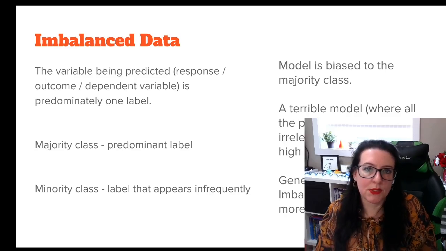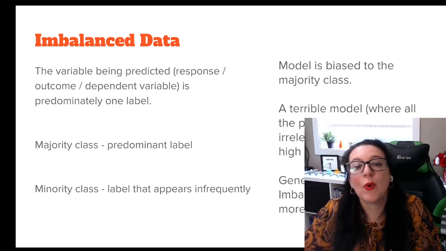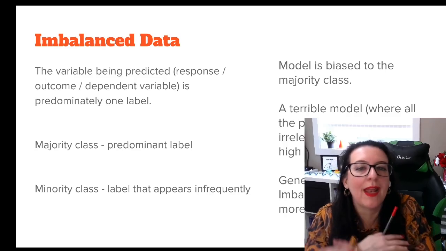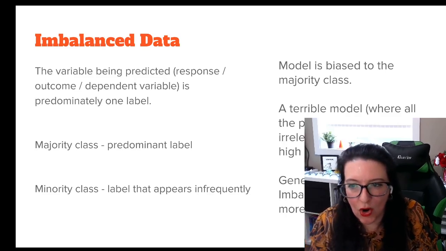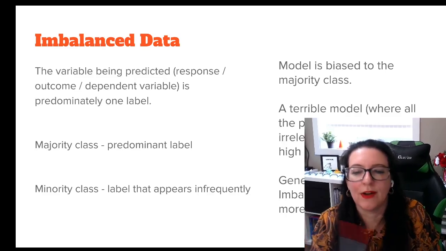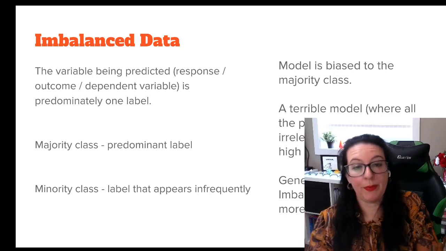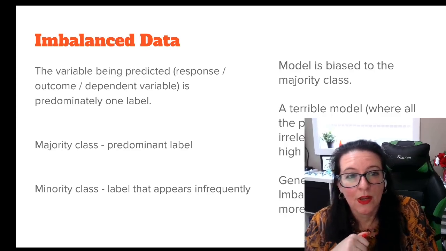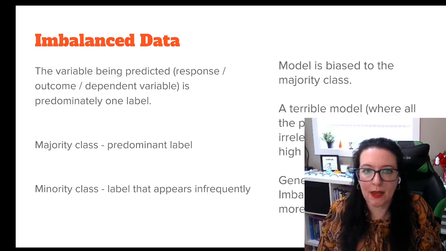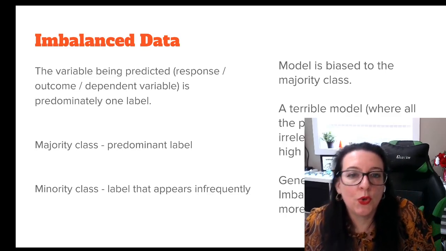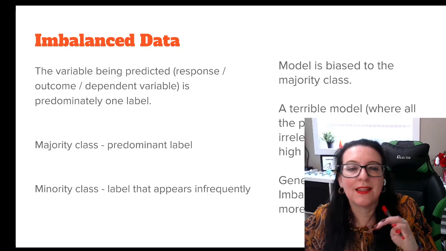So the problem this creates is that the model is biased to the majority class. A terrible model, a model that had no predictor variables that were even related to this data set at all, would still be highly accurate because the model would just say everyone is a no, and it would be 86% accurate. This becomes problematic because if you are the business that is selling these banking services, you need to know who is actually going to buy these GICs.